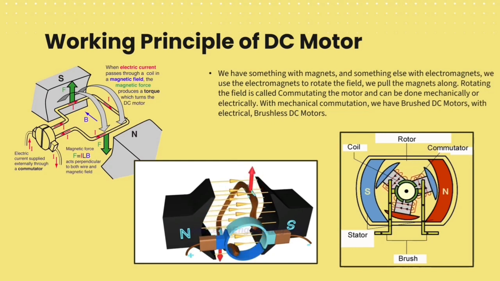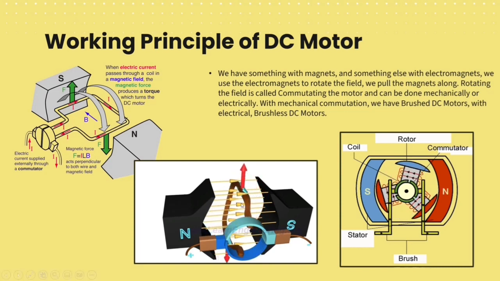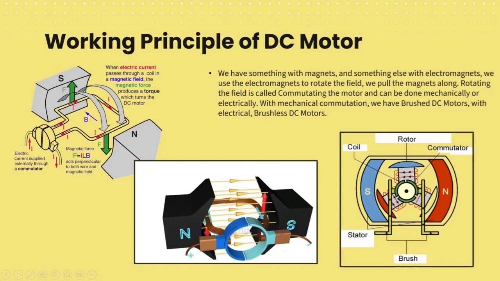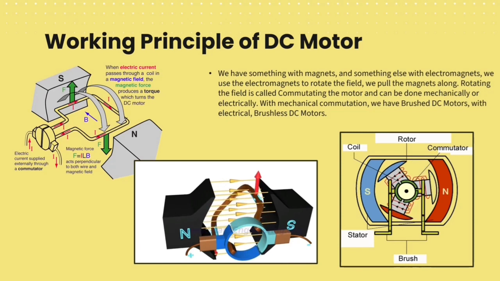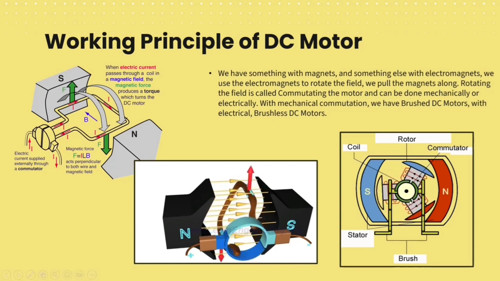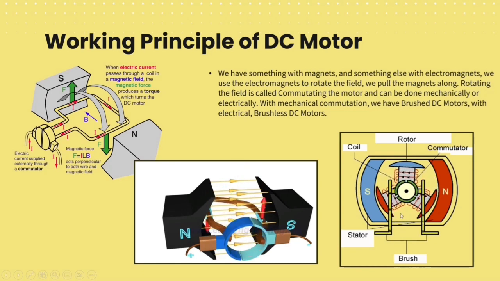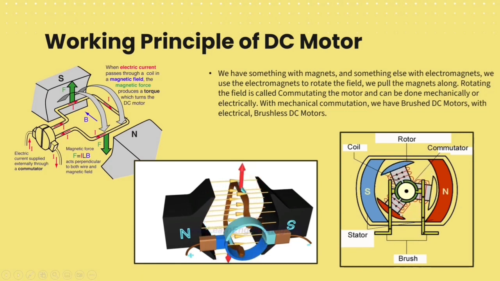Let's see about the commutator and brushes. The commutator and brushes are distinctive features of brushed DC motors. Fixed brushes provide electrical energy to the rotating commutator. As the commutator turns, it continuously changes the current direction, reversing coil polarities for ongoing rotation. So here, reversing coil polarities always.